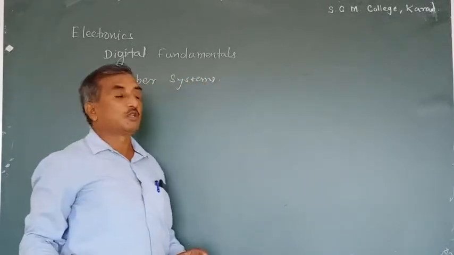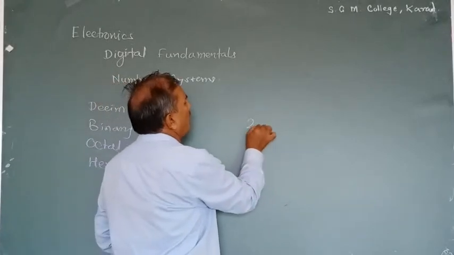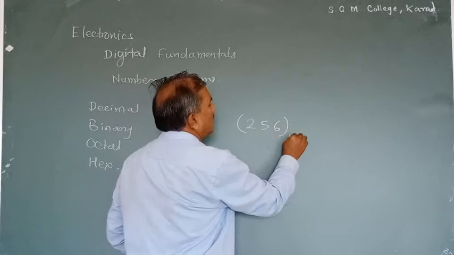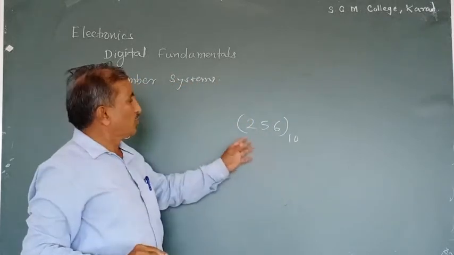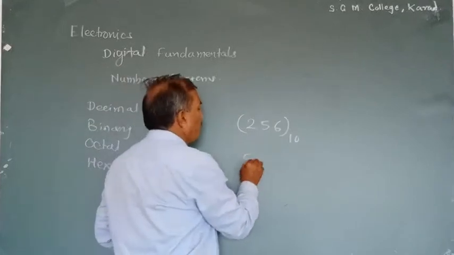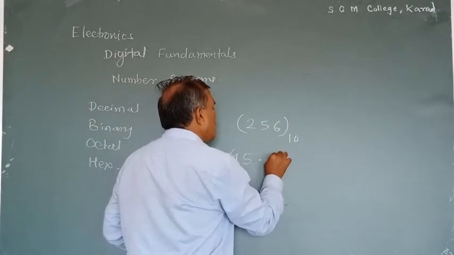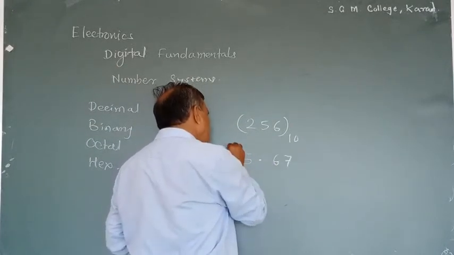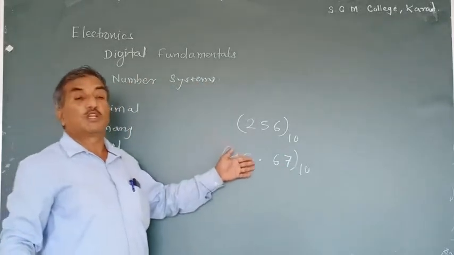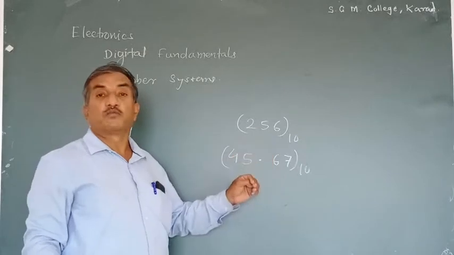Examples of decimal numbers: suppose 256 is a decimal number. It is represented by the subscript 10 after the number. So 256 is the decimal number. 45.67 is also a decimal number. So these are the examples. In this way, decimal numbers can also be fractional.